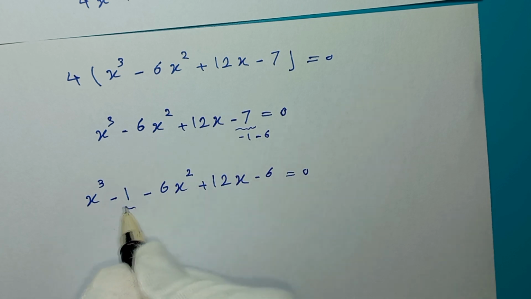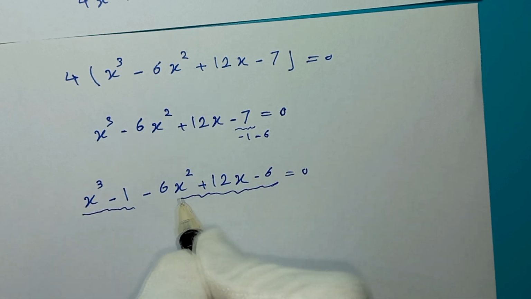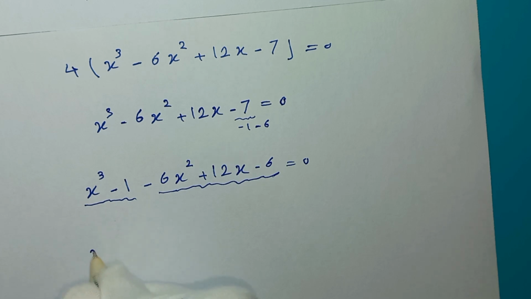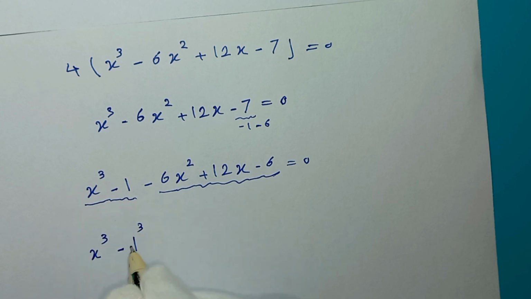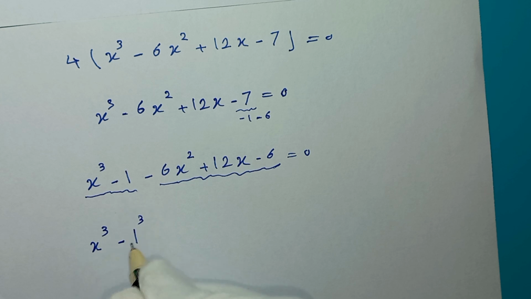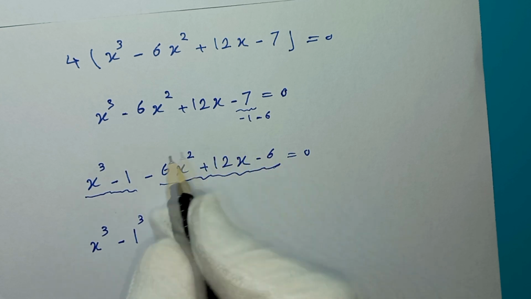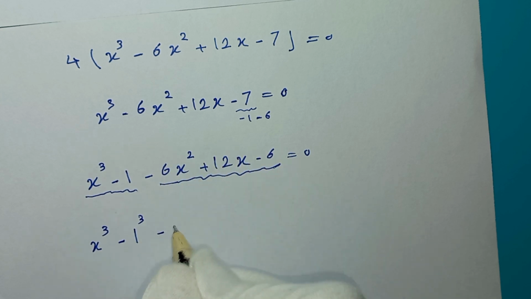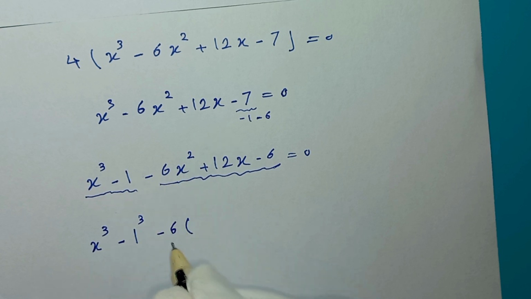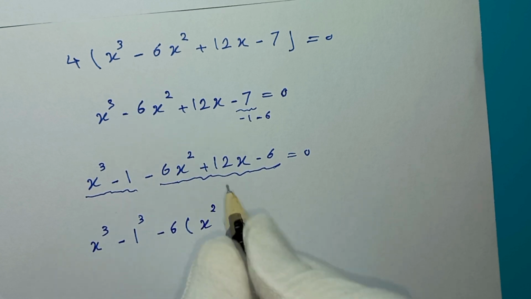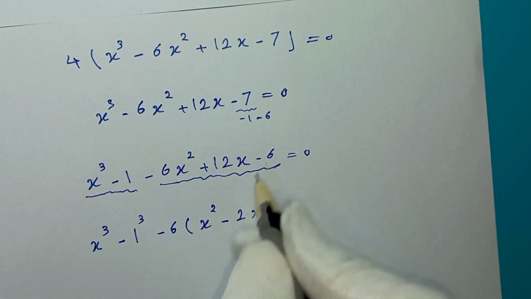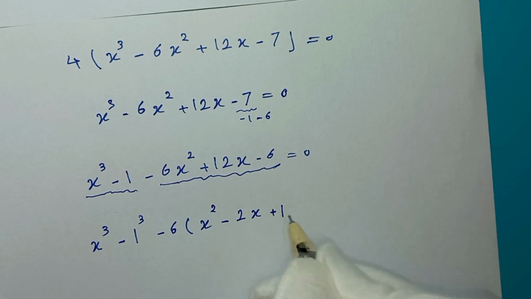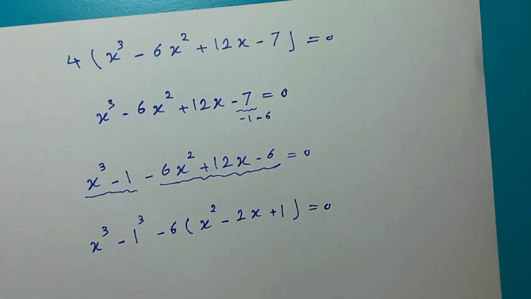And we can take these 2 parts together and these 3 parts together. So it will be x cubed minus 1. 1 also is 1 cubed. And in here, we can factor minus 6. So minus 6, this divided by this is x squared. And this divided by minus 6 is minus 2x. And this divided by this is plus 1, equal to 0.